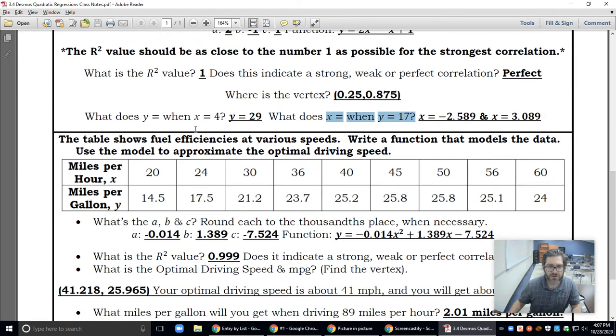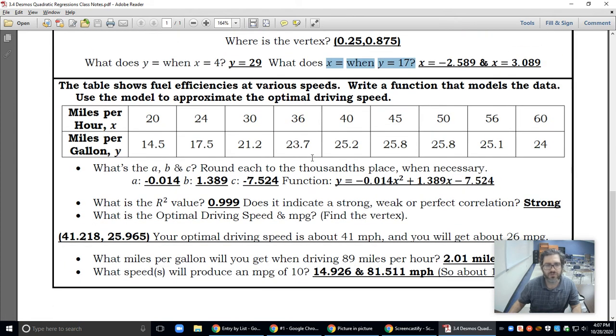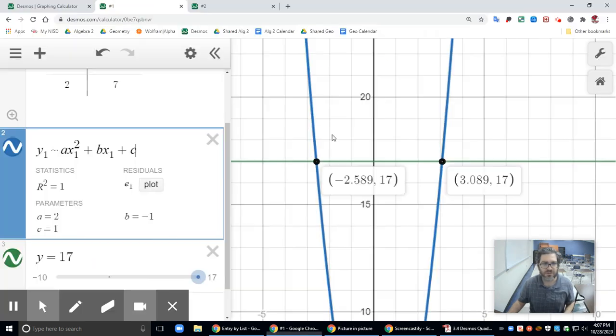So what I'm going to do now is I'll do one more example, and this will be a more complete example because it's a word problem. It says the table shows fuel efficiencies at various speeds. Write a function that models the data. Use the model to approximate the optimal driving speed. So I got to plug all this into my Desmos calculator.